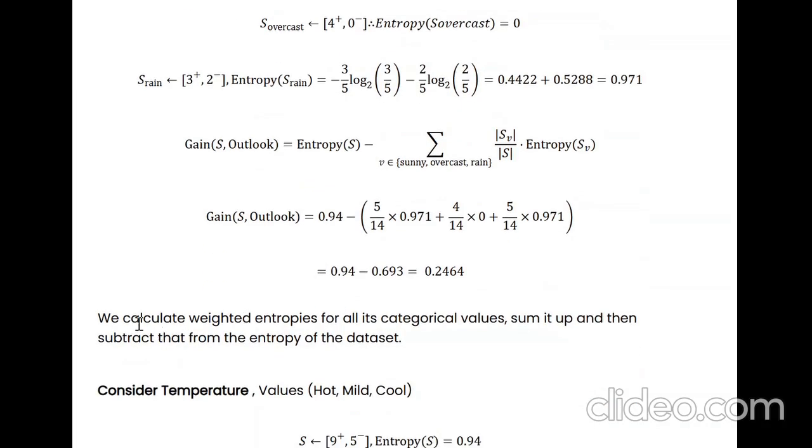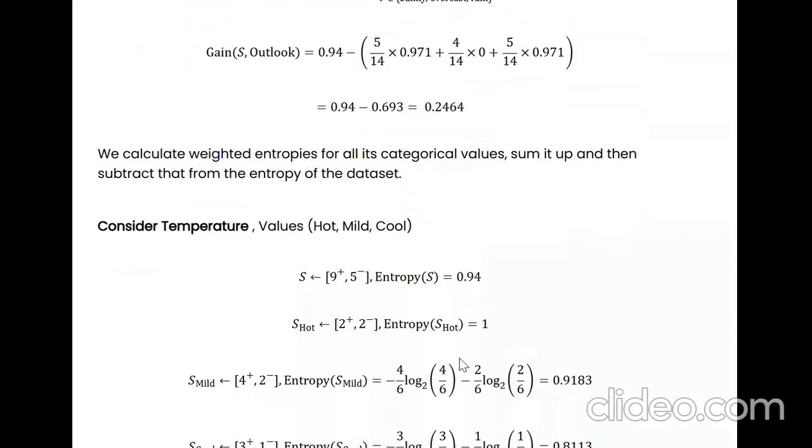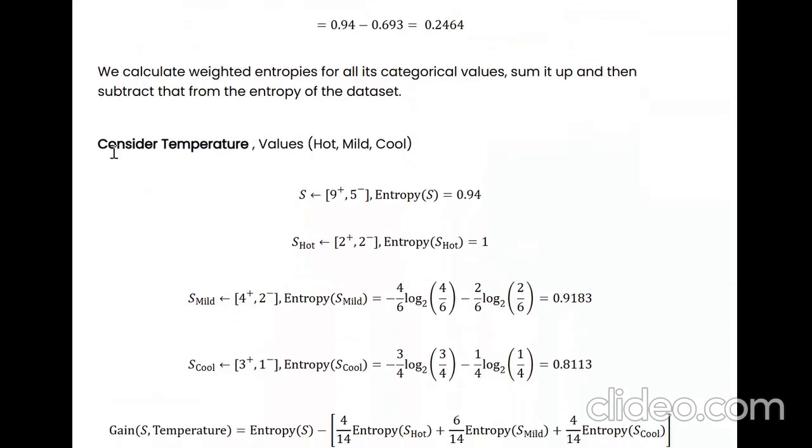Okay, so what we have done is we have calculated weighted entropies for all its categorical values. We have summed it up and then subtracted that from the entropy of the data set. Similarly, we'll move on to the other feature now. So let's take temperature. What are the values in temperature? Hot, mild and cool. Now entropy of the data set remains the same, 0.94.